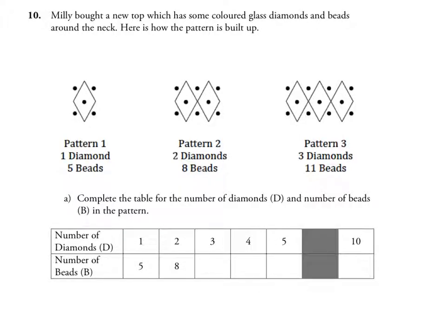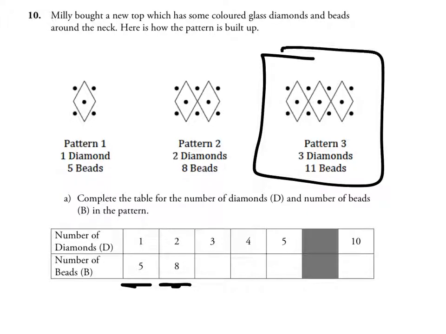So this question has a number of different parts. The first bit, it wants us to complete this table. So it's shown us here that when there's 1 diamond, there's 5 beads. There's 2 diamonds, there's 8 beads. And if I look at the pattern over here, when there's 3 diamonds, there will be 11 beads.